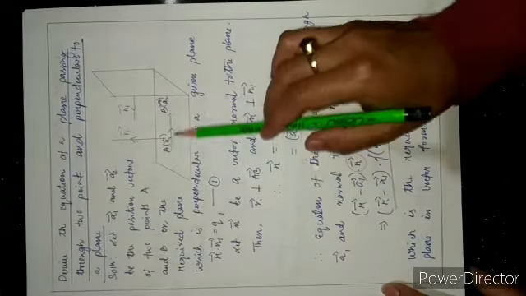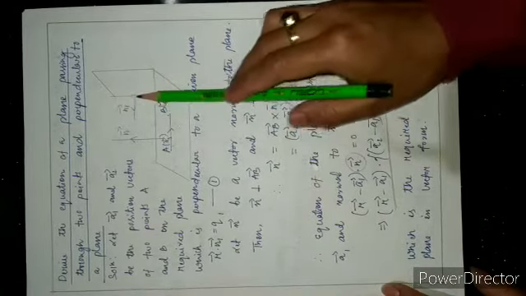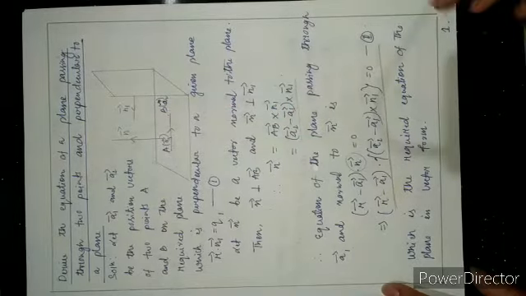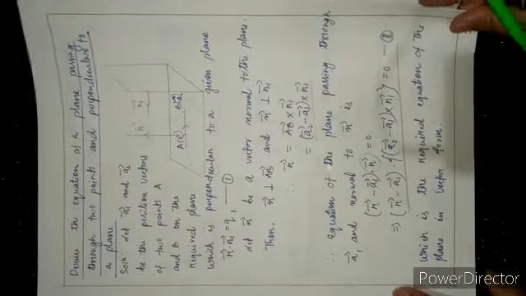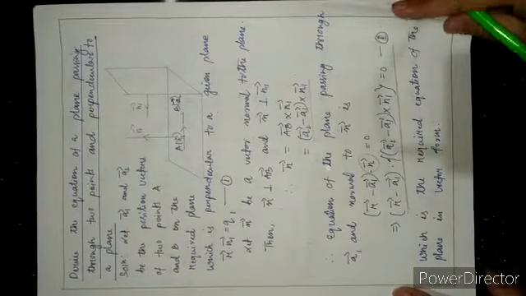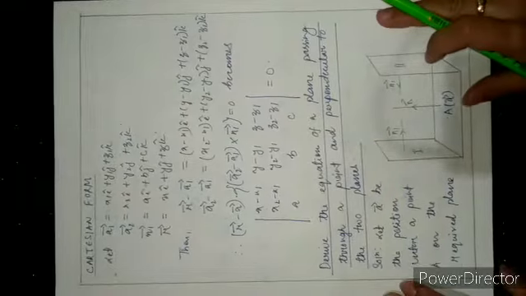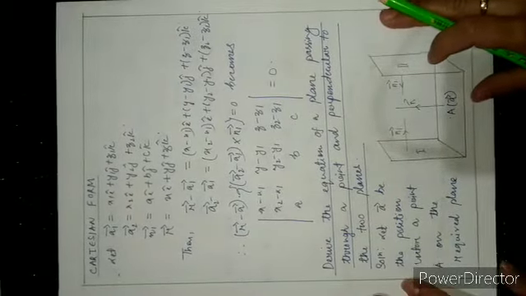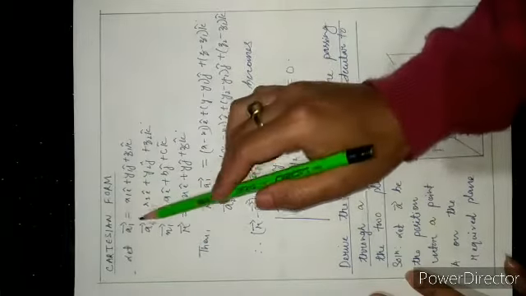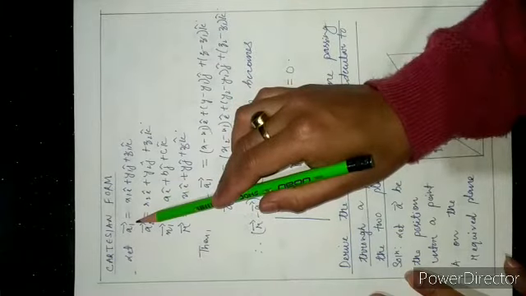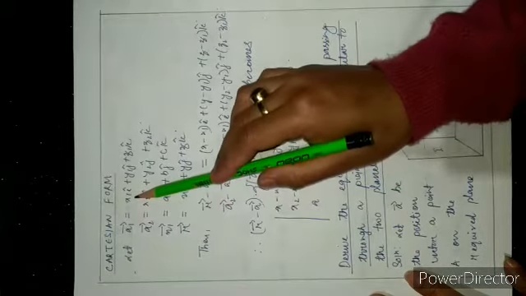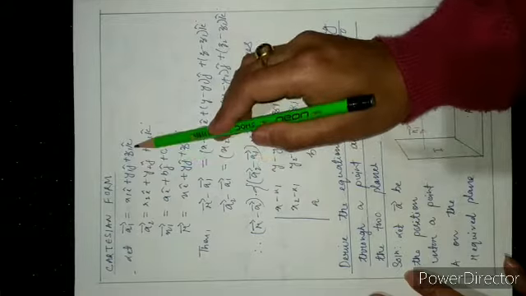This is the equation of the plane passing through the points A and B and perpendicular to a plane. Now we are going to derive the Cartesian equation of this plane. a1 means position vector of the first point represented by x1 i cap, y1 and z1.